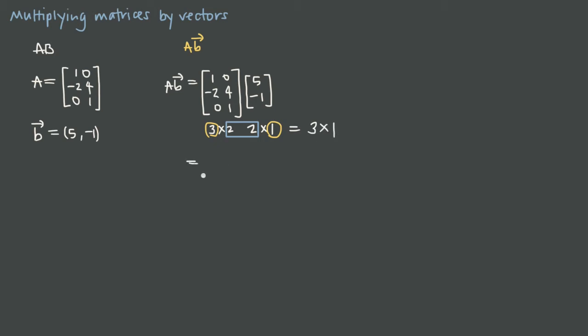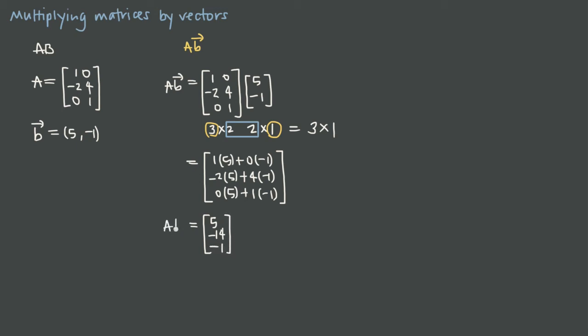So the result here will be set up as a 3 by 1 matrix, and we'll take the dot product of the first row, 1, 0, with the column vector 5, -1. So we'll say 1 times 5 plus 0 times -1. And then we take the dot product of the second row, -2, 4, with the column vector 5, -1. So we say -2 times 5 plus 4 times -1, and then we do the third row, 0 times 5 plus 1 times -1. And the result here, when we simplify, will be 5 plus 0 is 5, -10 minus 4 is -14, and 0 minus 1 is -1. And so the result of A times the vector B is the vector 5, -14, -1.